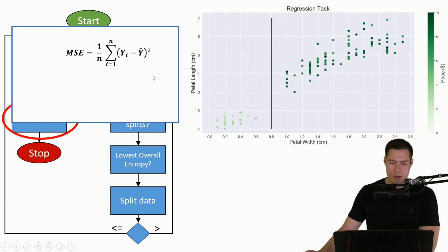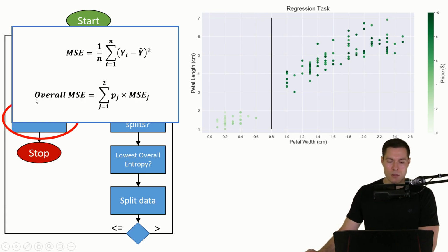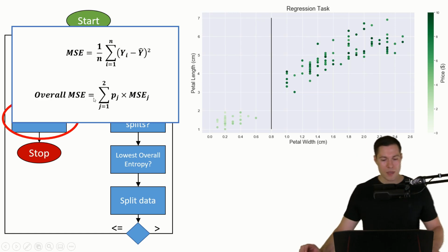And then, just like we did with the entropy, we simply calculate the overall mean squared error, which is again just a weighted average of the mean squared errors of both sides. Okay, so that's the metric that we're going to use to determine the best split. So let's now think about how this metric behaves for different splits. And therefore, let's first look at this one.